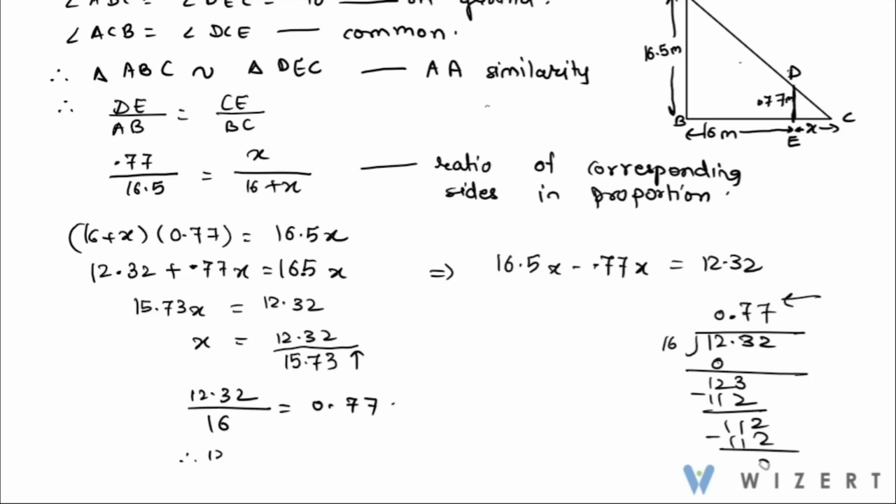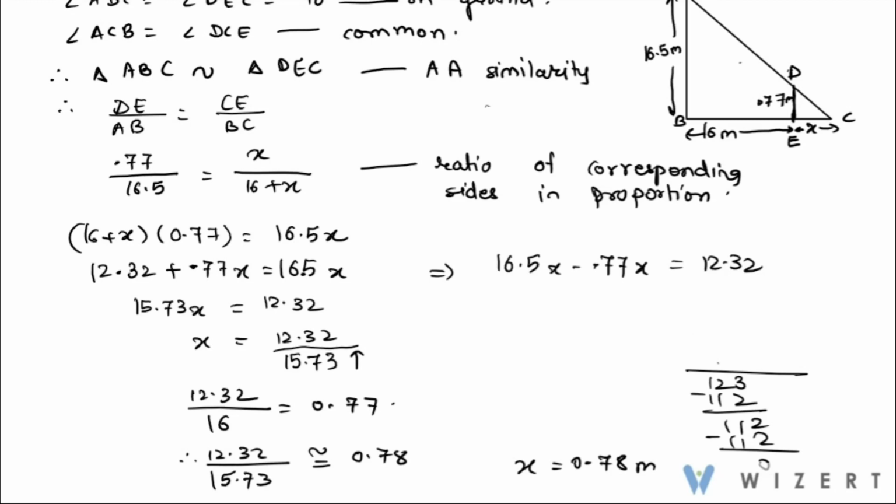Therefore 12.32 divided by 15.73 will be something like 0.78. So we get value of x as 0.78, which is length of his shadow. So we get length of shadow of the boy as 0.78 meters. So in centimeters it will be length of shadow equal to 78 centimeters. This is the answer.